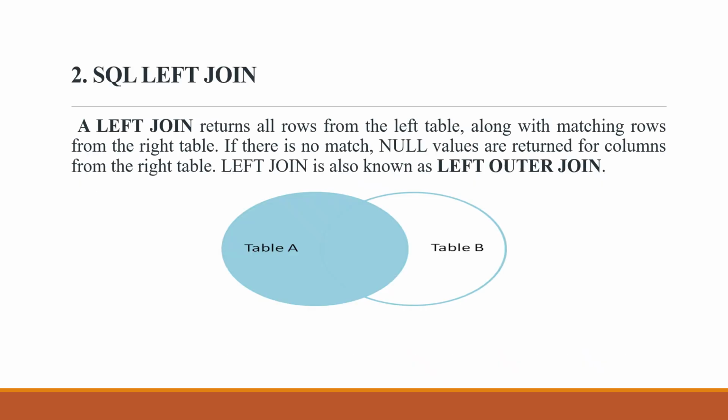The second type is SQL left join. Left join returns all rows from the left table along with matching rows from the right table. If there is no match, null values are returned for columns from the right table. Left join is also known as a left outer join. The SQL left join combines two tables based on a common value. It then selects records having matching values in these columns and the remaining rows from the left table.